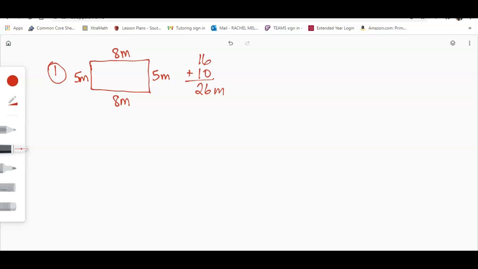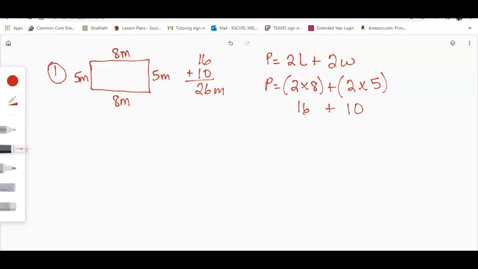Now, let me prove that to you with that formula. Remember, it was 2 times the length plus 2 times the width. Okay, so I'm going to put it in parentheses. 2 times the length, which is 8, plus 2 times the width, which is 5. Well, this is 16 plus 10. If I add them together, that gives me 26.